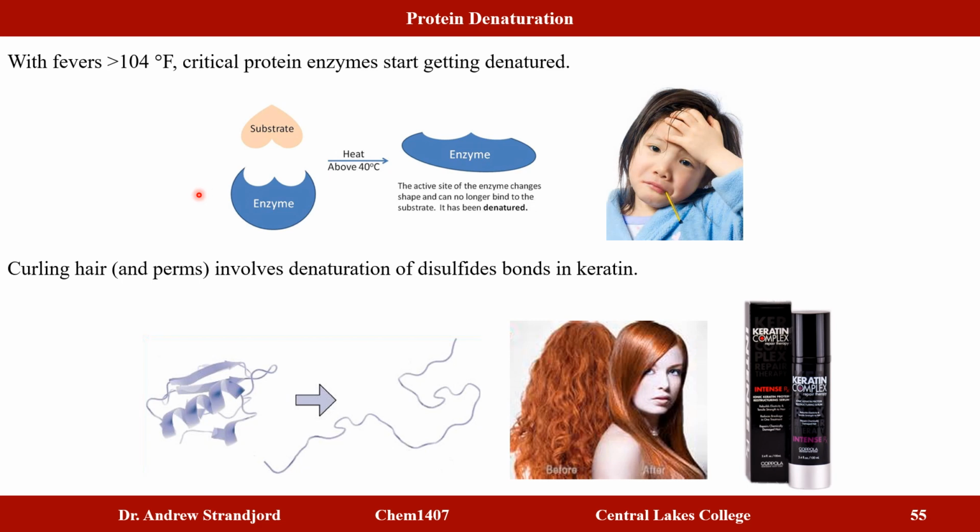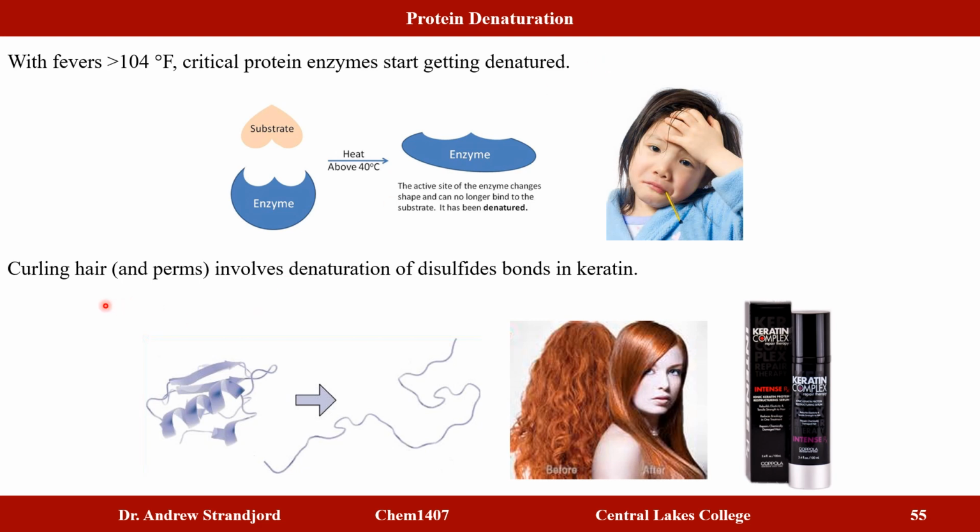We're going to find out in the next chapter that many proteins are actually enzymes. They're catalysts for chemical reactions. If we denature those proteins, those enzymes, they change their shape and they can no longer catalyze reactions. So if a bacteria can no longer catalyze chemical reactions, it dies. So it's a defense mechanism by the human body to have a fever.